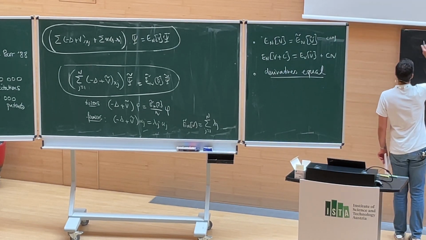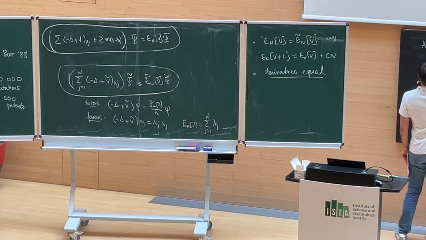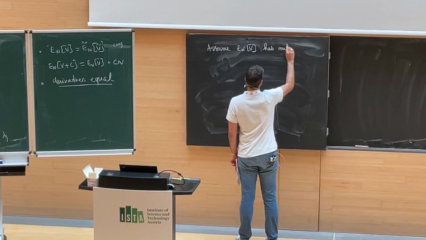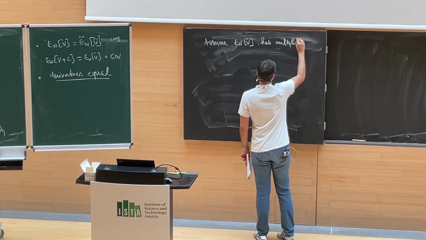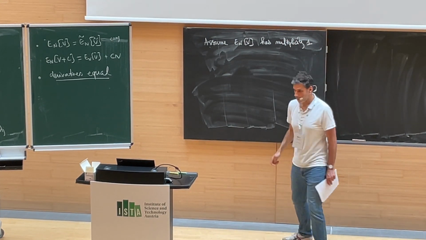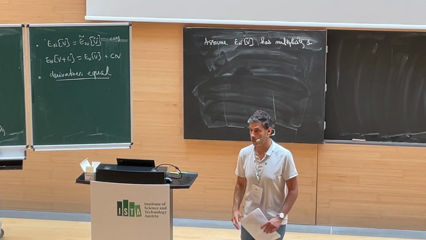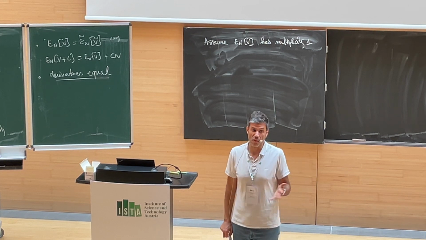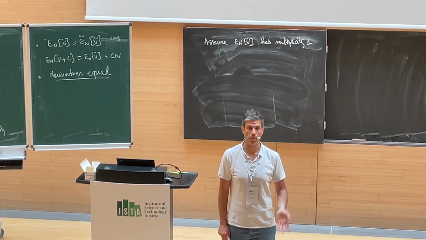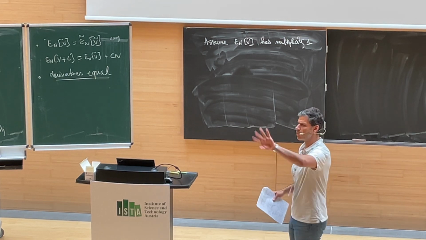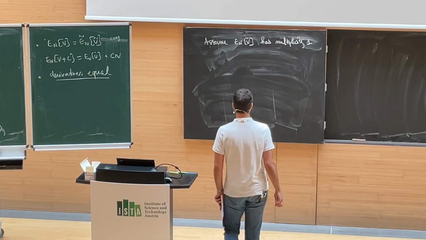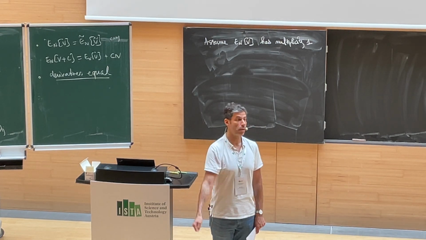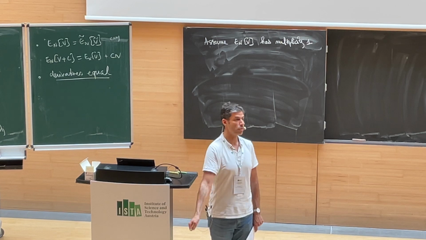So assume En of V has multiplicity 1. Which, by the way, is always true for bosons, for reasonable V and reasonable W, by Perron-Frobenius. But for fermions, we don't know, and I guess sometimes it's just wrong. But let's assume that it has multiplicity 1. Then, when you perturb V a little bit, you can compute, just by Feynman-Hellmann or just perturbation theory, what's the next order.